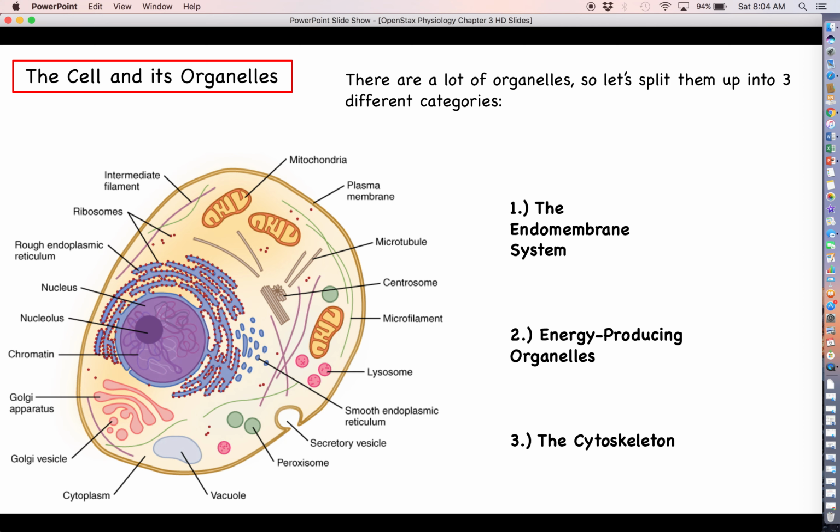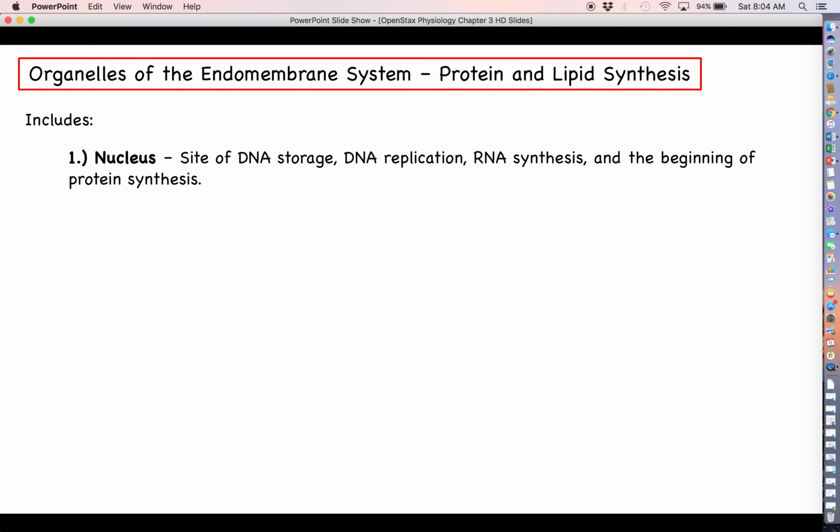Number 2, we'll talk about the energy-producing organelles. Mostly we're going to be talking about mitochondria. And then number 3, the one that we're not really going to talk about is the cytoskeleton. So things like actin and intermediate filaments and microtubules. Very important things, but not something that I would anticipate us talking a lot about in physiological processes, so we're not going to talk about it too much.